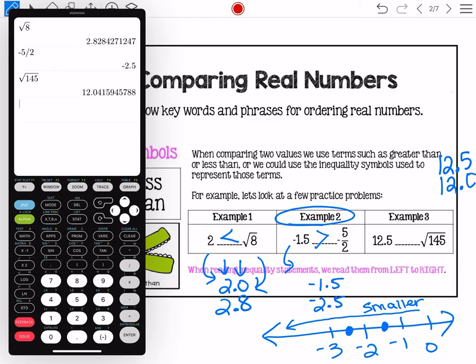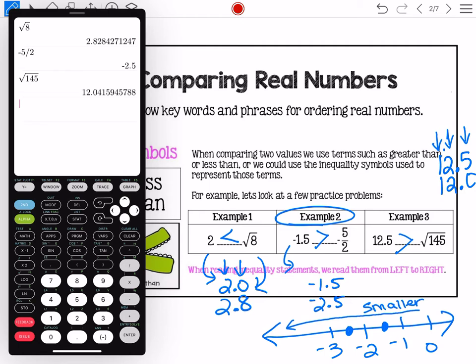So again, when we're comparing, we're looking at the tens place, everything is the same. We look at the ones place, 2 and 2, everything is the same. So when we get to this tenths place, we have 5 and we have 0. 5 is larger than 0, so 12.5 is larger than the square root of 145. So when we put that in our statement, 12.5 is greater than the square root of 145.